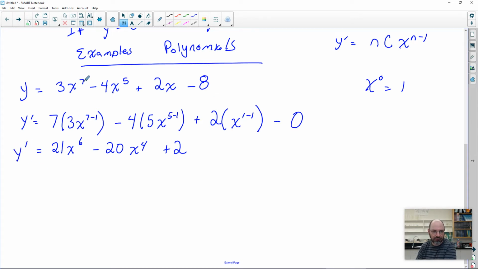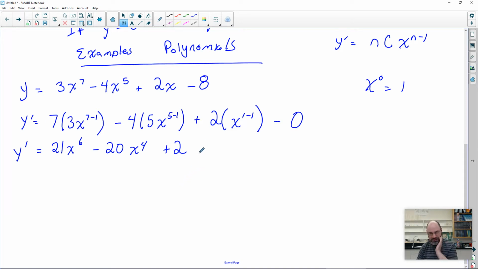So basically, if you're doing it the shortcut way, 7 times 3 is 21. 7 minus 1 is 6. Negative 20, 5 minus 1 is 4. Okay, this one here is 2, because 2 times 1 is 2. And then 1 minus 1 is 0, and x to the 0 is 1, so it's just 2. So 2x, 3x, 4x, 9x, anything like that, it just gives you the number out front. Okay, so that's an example of polynomials.